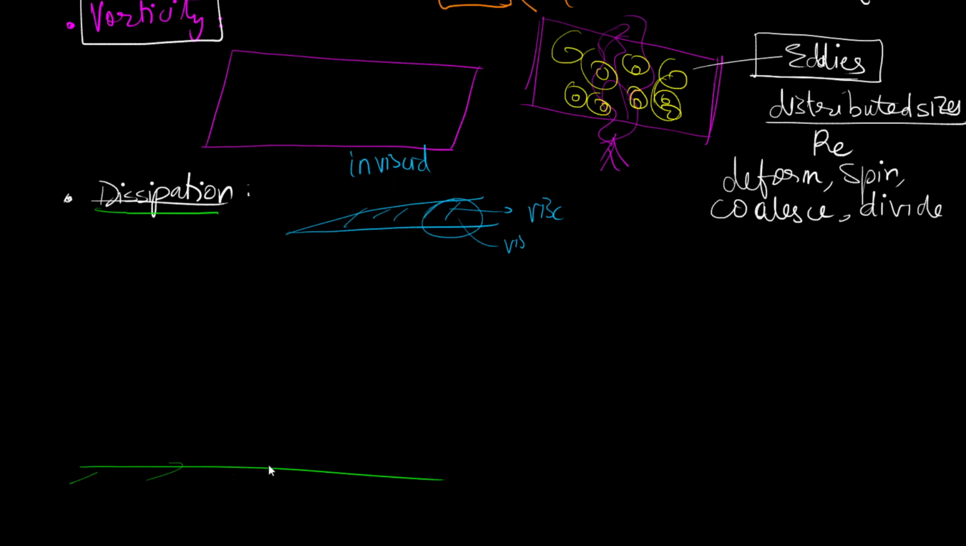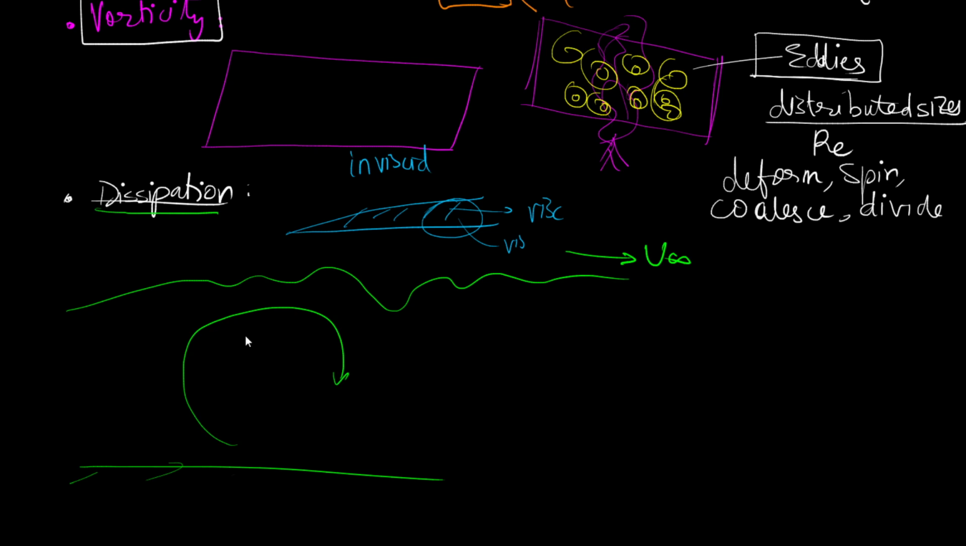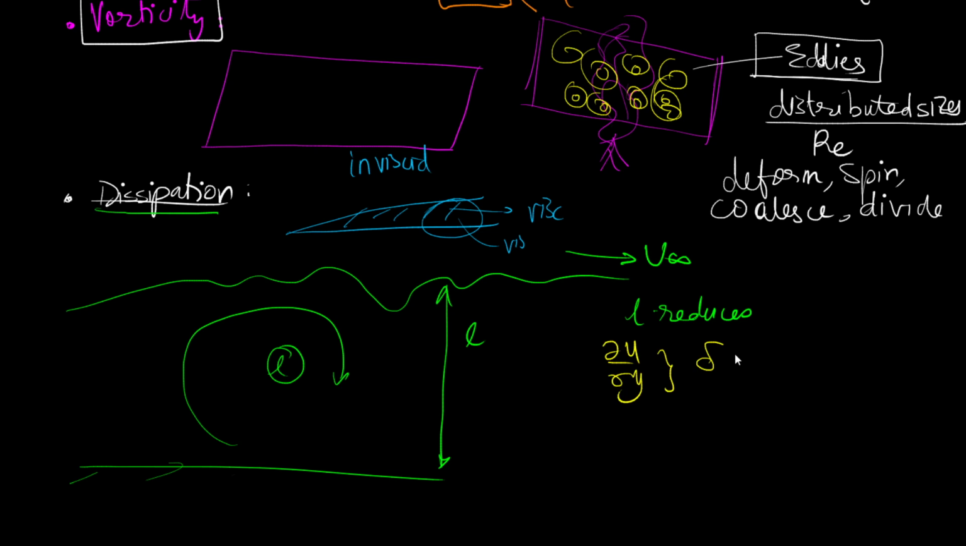So if this is the wall, and this is some u infinity, this is the signal of u infinity. And if there is a large eddy which exists at a certain length scale L, then if this eddy were to become very small, as L reduces, that is, if we have a spectrum of eddies, then the velocity gradient will be distributed over such a small distance that the velocity gradient is the most important dissipative mechanism.